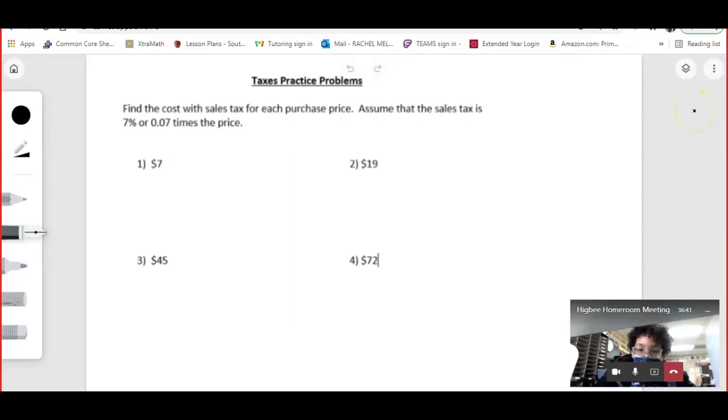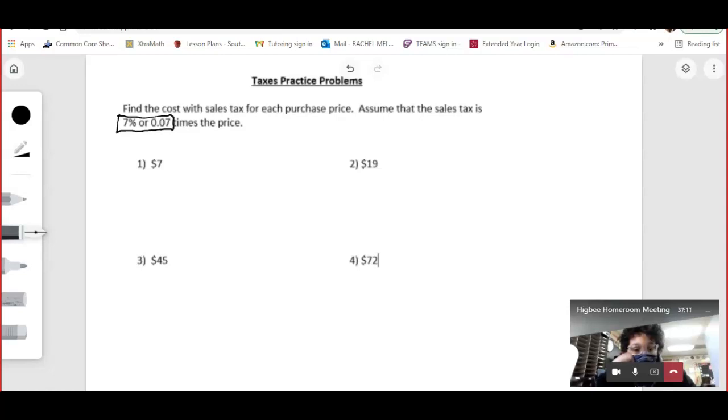Now, one thing I would make sure that you absolutely do today when you're doing your quiz: make sure that you are reading the directions, okay? Because the directions are going to tell you what your sales tax is. So the directions here say find the cost with sales tax for each purchase price, and it says assume that the sales tax is 7%, or 7/100 times the price, okay?